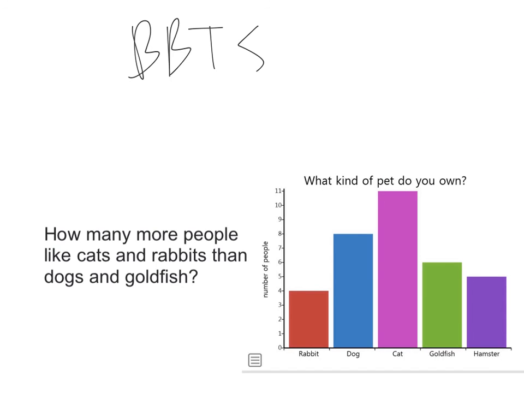So your bring-back-to-school problem: I've given you a graph here of what kind of pets a bunch of people own. And the question is, how many more people like cats and rabbits than dogs and goldfish? So this is a bit of a multi-step problem, but I know you guys can do it. So solve this and bring it back in the morning.